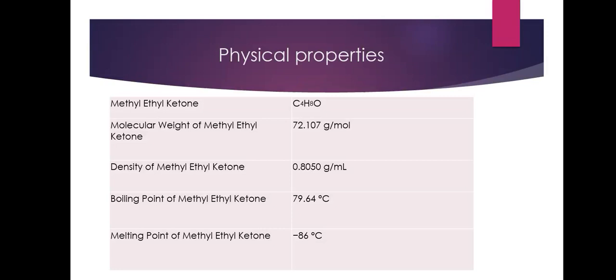Density of methyl ethyl ketone is 0.8050 grams per milliliter. Boiling point of methyl ethyl ketone is 79.64 degrees Celsius. Melting point of methyl ethyl ketone is minus 86.0 degrees Celsius.